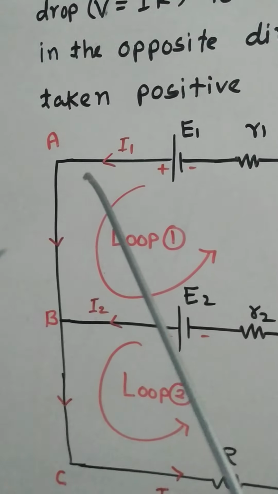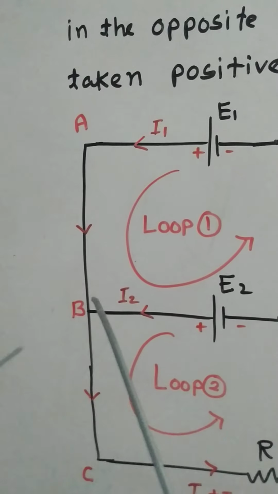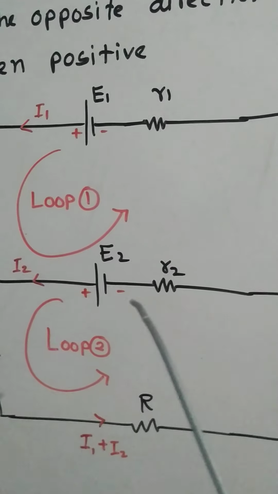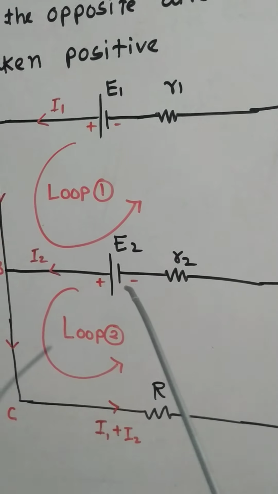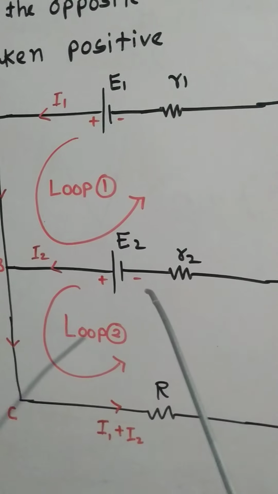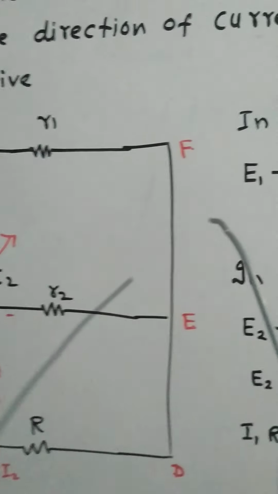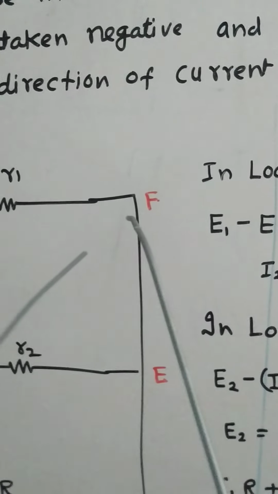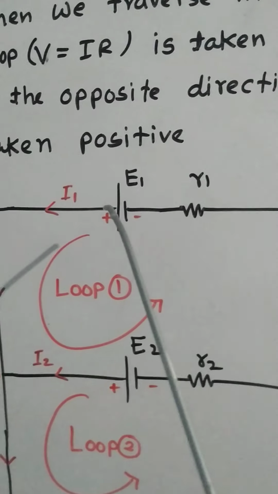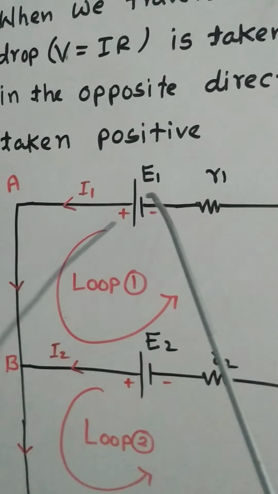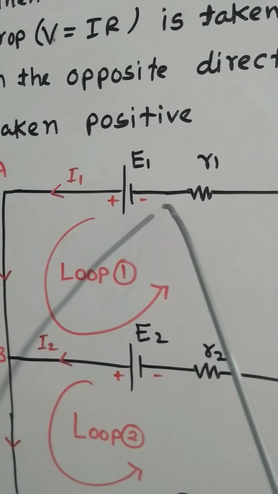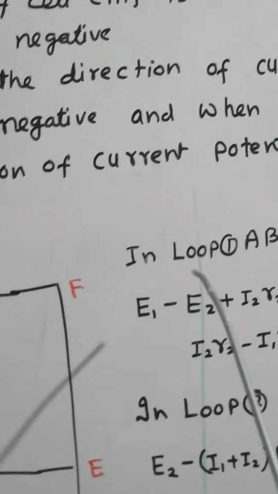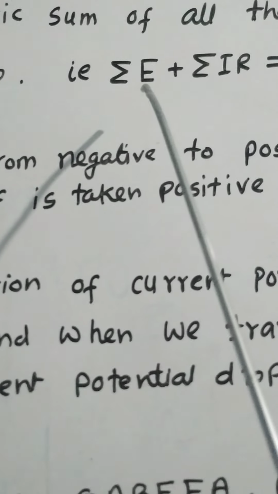When the observer moves from A to B, no EMF is there, but when he moves from B to E, EMF E2 comes in his path and he is traversing from positive to negative terminal. So E2 is taken as negative, minus E2. And when the person moves from F to A, EMF E1 comes in his path and he is traversing from negative to positive terminal. So E1 is taken positive. So we have put the value of sigma E.